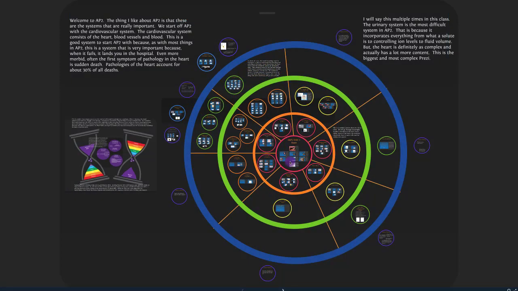Welcome to AP2. The thing I like about AP2 is that these are the systems that are really important. We start off AP2 with the cardiovascular system. The cardiovascular system consists of the heart, blood vessels, and blood.